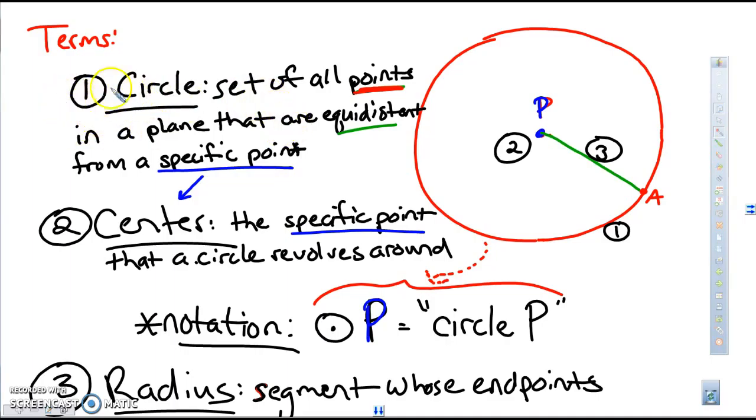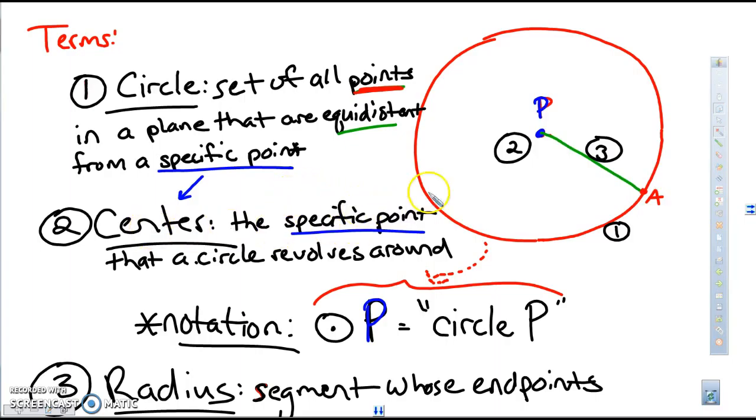First of all, we're going to start with the most obvious term. That's going to be a circle. And that looks like this. It's round. It doesn't have edges. It never stops. And essentially, in the mathematical world, we define a circle as being the set of all points in a plane that are equidistant from a specific point. So that just means that the circle is the set of all of the points that are the same distance from a special point that we decide. So basically a circle is defined by a point and then a distance away from that point.